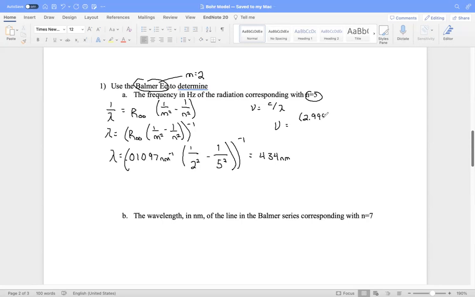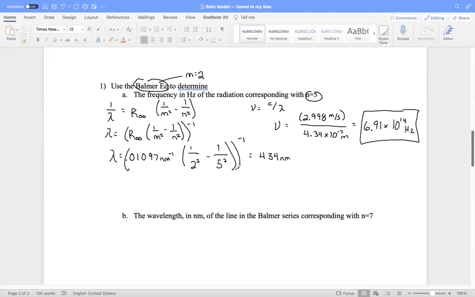So it's going to be 2.998 times 10 to the 8 meters per second, our c value, divided by lambda, which is 4.34 times 10 to the negative 7 meters. And so this is going to give us 6.91 times 10 to the 14 hertz, or seconds to the negative 1.